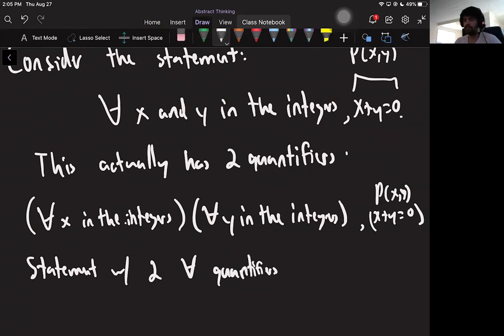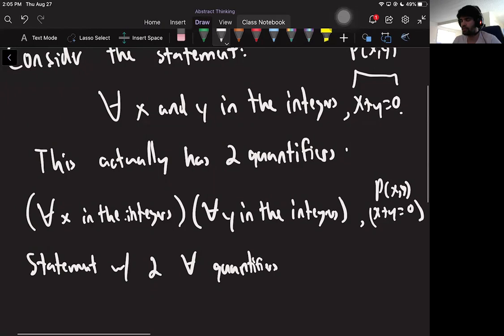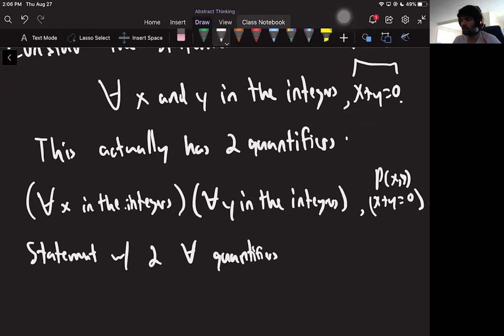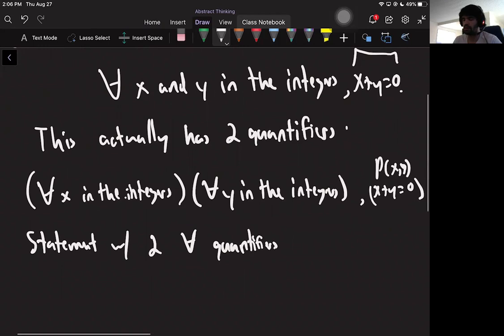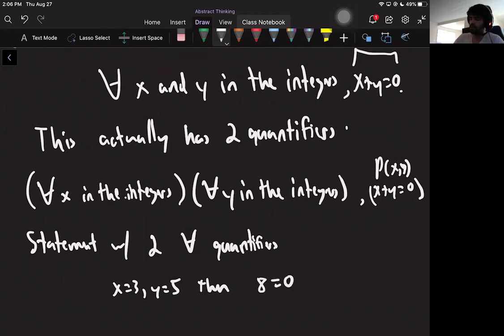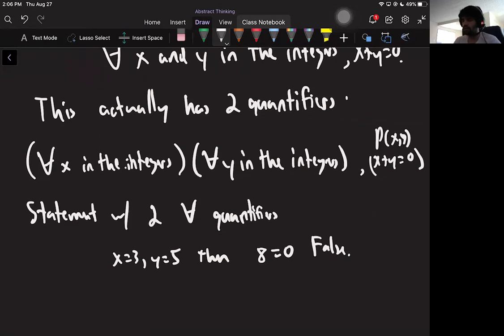And it's false because what it's saying is that p of x comma y has to work for any x and for any y, not just for any of one kind, and then the other one could be whatever you want. No, it has to be for any of both. So for example, if x equals 3 and y equals 5, then that's an x which it doesn't work for, and a y which it doesn't work for together, because I get 8 equals 0, which is false.